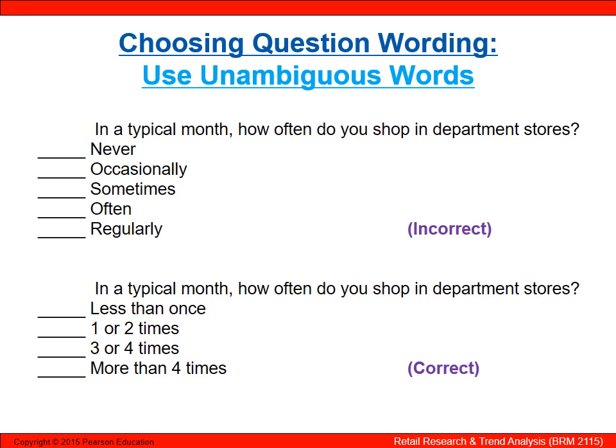The answers to this question are fraught with response bias because the words used to describe category labels have different meanings for different respondents. Three respondents who shop once a month may check 3 different categories: occasionally, sometimes, and often. A much better wording for this question would be the following. In a typical month, how often do you shop in the departmental store? Less than once, 1 or 2 times, 3 or 4 times, more than 4 times. Note that this question provides a consistent frame of reference for all respondents. Response categories have been objectively defined, and the respondents are no longer free to interpret them in their own way.